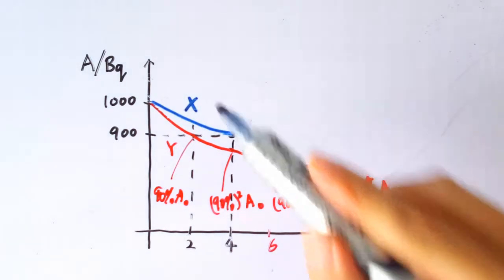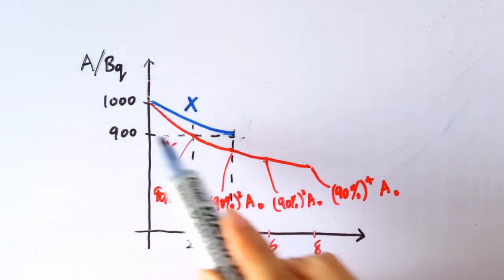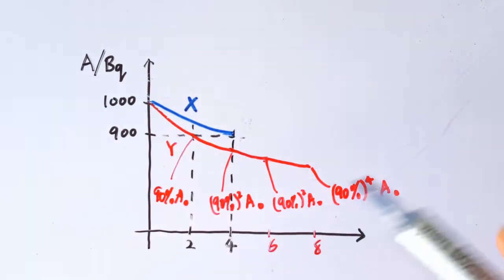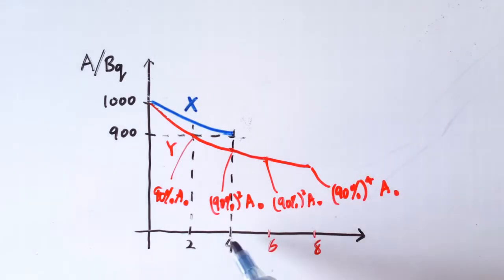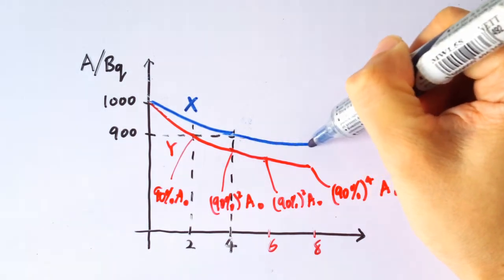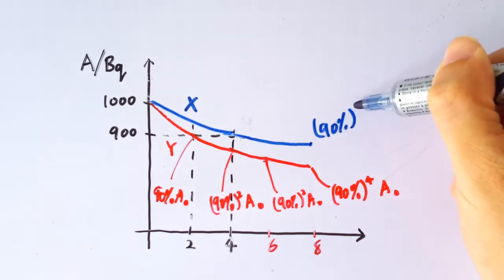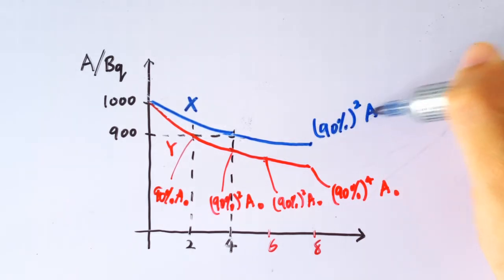What about x? For x, we realize that after 4 hours, it has dropped to 90% of the initial activity. So 4 hours drop to 90%, right? So you must give it another 4 hours before it drops to 90% times 90% of the initial activity.